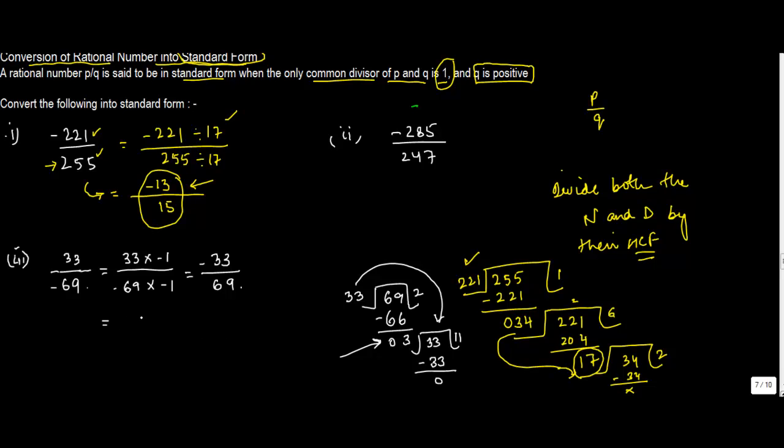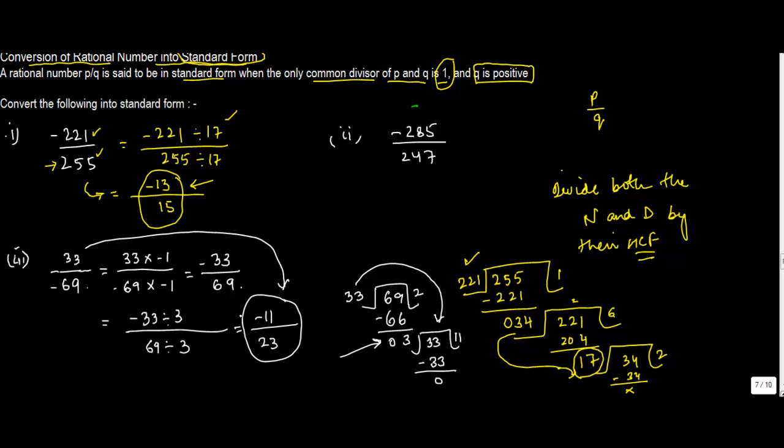So we divide the numerator minus 33 by 3, and we divide the denominator by 3, which is the HCF. Minus 33 divided by 3 gives you minus 11. 69 divided by 3 gives you 23. Hence this is the standard form of this fraction. And again, you can very easily note that there is really no other number other than 1 which divides both minus 11 and 23.